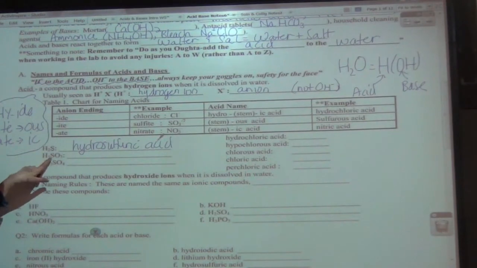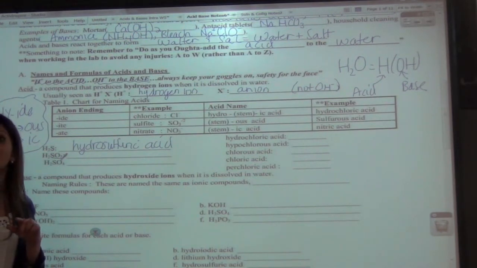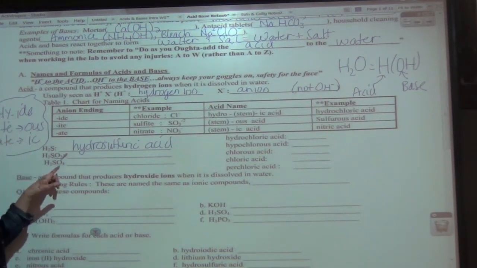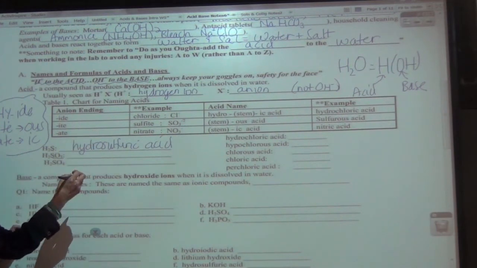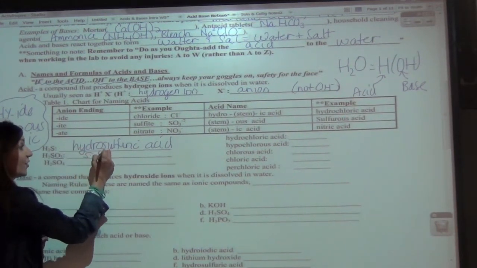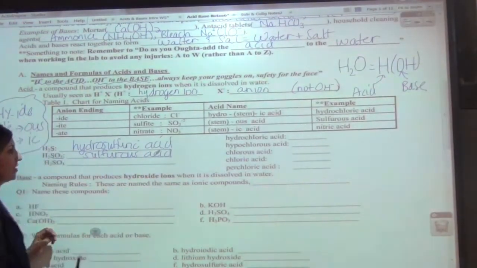Let's try the next one. This does have a polyatomic ion. What is that? SO3. Look at your chart if you need to. Sulfite. Perfect. That's sulfite. So if it's ite, what do you change ite to? Ous. O-U-S. But go to the R in the name again. So it's not sulfous, it's sulfurous. Perfect. Sulfurous acid. Very good.